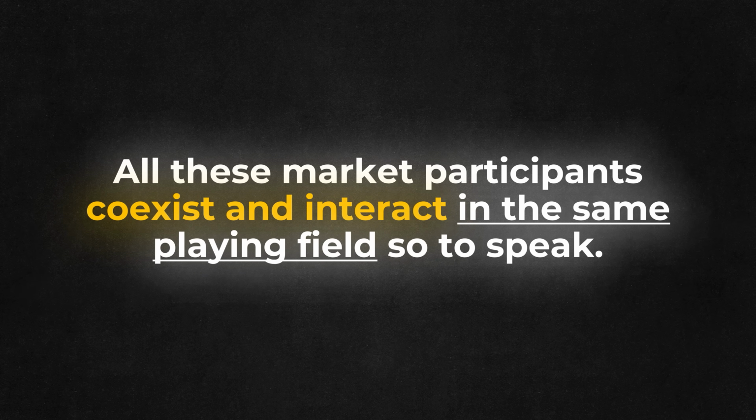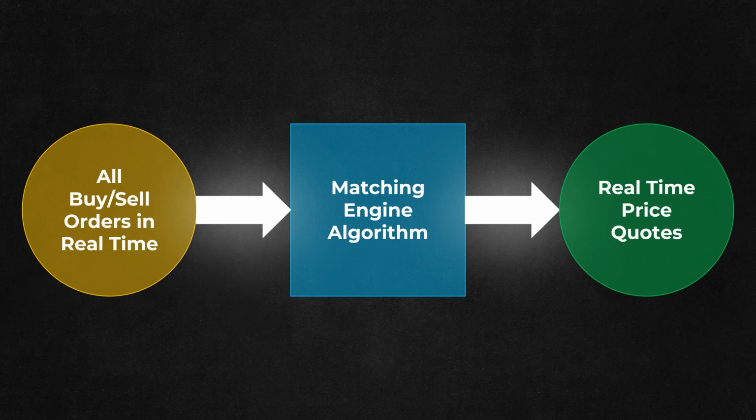The result is an enormous number of buy and sell orders arriving in real time at the exchange. It's obvious that all this information must be organized in some way so you can comfortably see live price action unfold on your computer screen at home. And it's also obvious that this organization task is too complicated for humans to accomplish. We need algorithms. The algorithm that does that is called the Matching Engine Algorithm. It encompasses all the buy and sell orders in real time, consolidates them, and displays them as real-time price quotes.